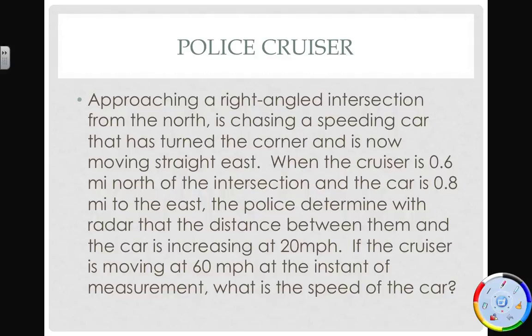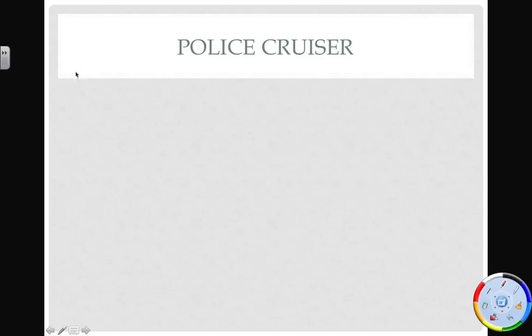All right, so if we think about this, I know the policeman is here. And he is moving, he's north of the intersection, so he's moving south. That's going to come in handy for us in a minute. And at some right-angled intersection, the bad guy is out here. Let's call him the speeder. Obviously it's a right triangle. The policeman can see the speeder, and he knows that this distance is changing at 20 miles per hour.